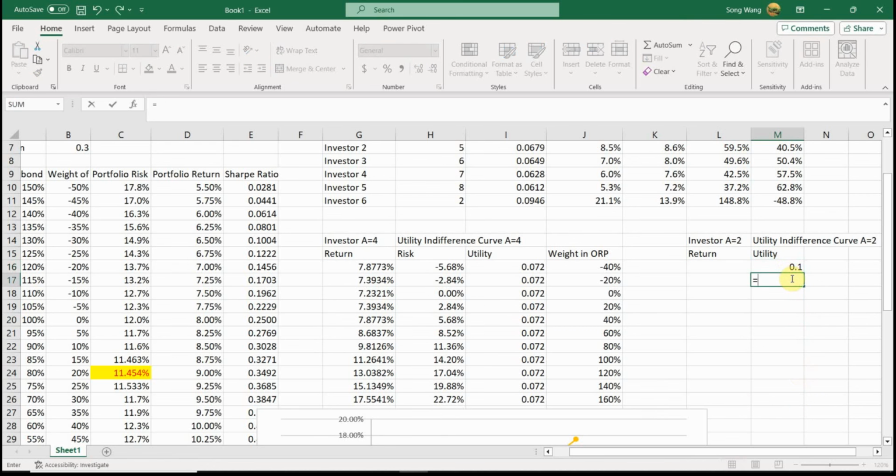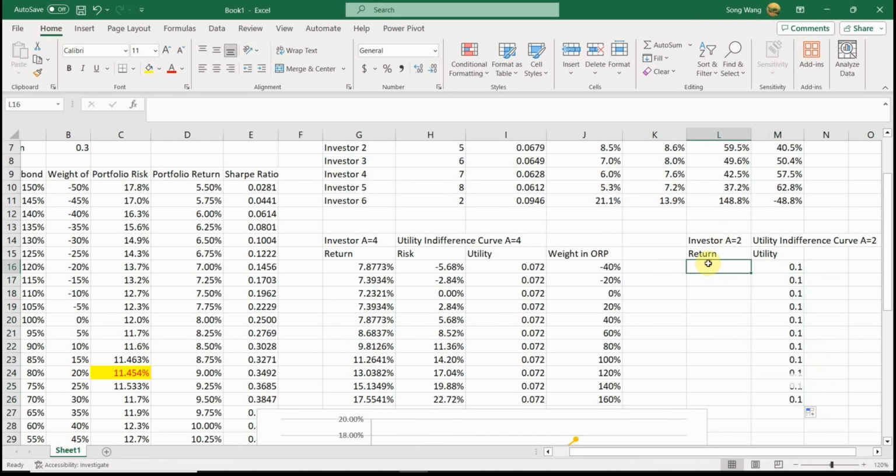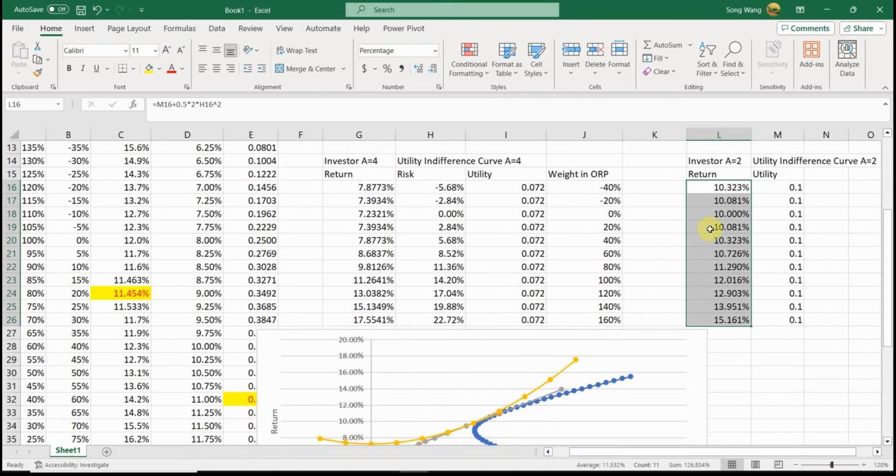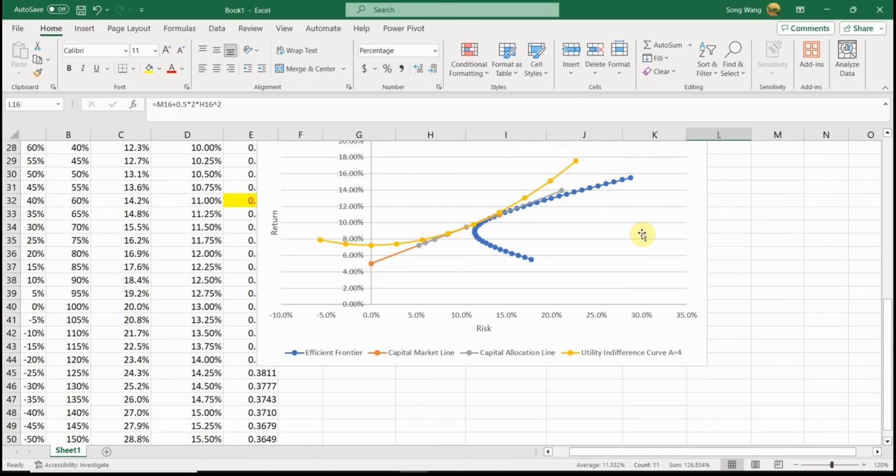Okay, and all the cells will be the previous one, and then I drag it all the way down. All right, and for the return, it's a function of utility. Okay, it's utility plus 0.5 times 2. This time my risk aversion is 2, times the risk to the power of 2. Okay, so these are all my return function. And then I'm going to put the indifference curve here.